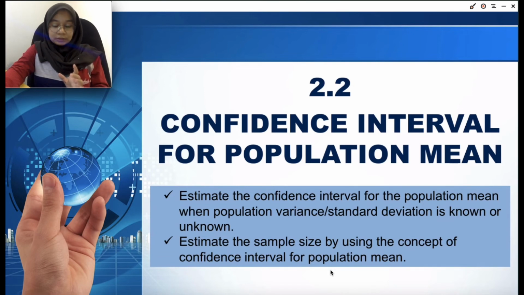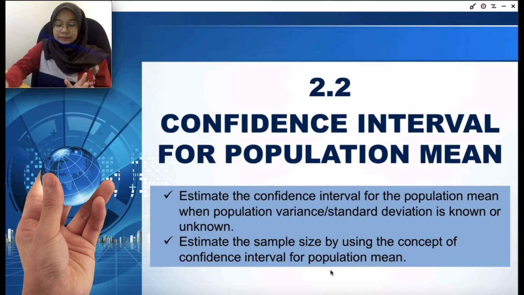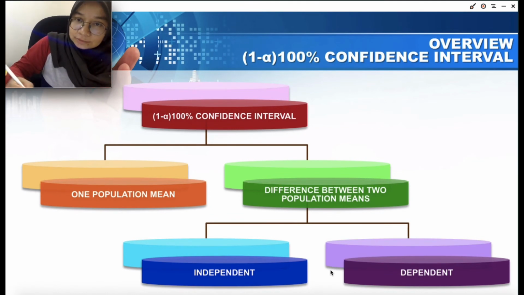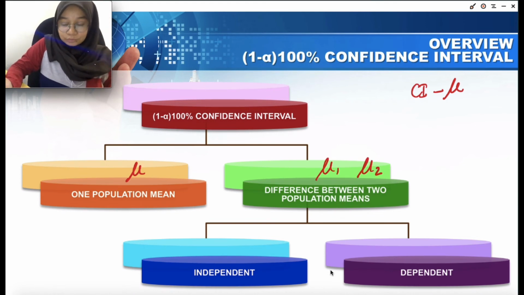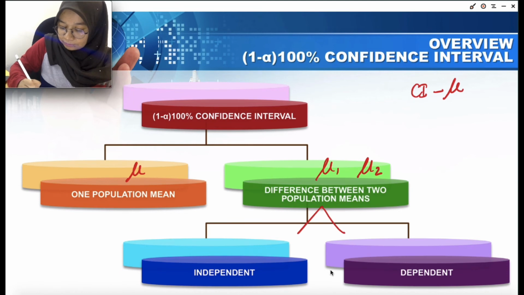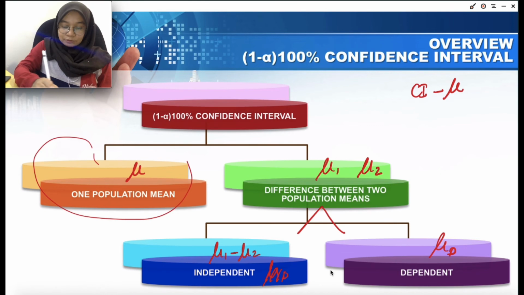Okay, it's all given. You just have to know how to use the statistical table. So, confidence interval for 1 mean. In confidence intervals, we have 1 mean and 2 means, mu1 and mu2. For 2 means, we divide into independent cases, mu1 minus mu2, and dependent cases, mu d. So we will look at the first one first.